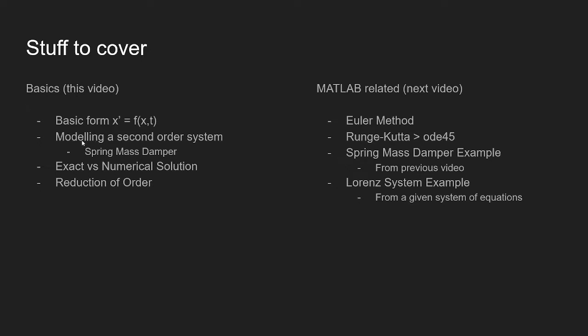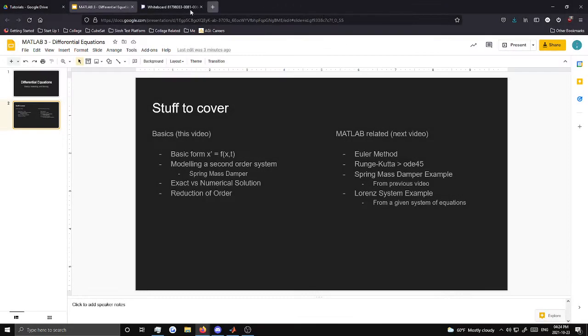From here, we're going to just model a simple second order system, the spring mass damper, which is by far the most common system in engineering that I'm aware of. And then we will explain the difference between an exact and a numerical solution, and a little bit of reduction of order. So let me move this off to the side.